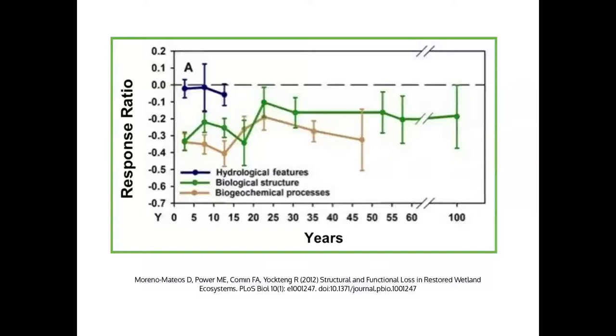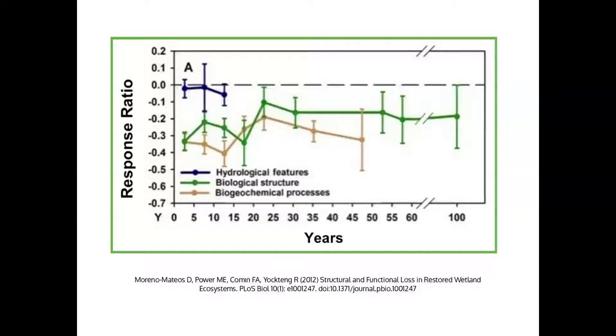So a couple of years ago, David Moreno Mateus and colleagues put out a really interesting paper where they did a meta-analysis of restoration studies, and they looked at a large number of studies that encompass things like herpetology, fauna, plants, and biogeochemical indicators, and they summarized basically how they thought all of these different indicators progressed over time. They produced a couple of these graphs, and the response ratio is basically the log of the ratio of the value in the restored site divided by the value in the reference.